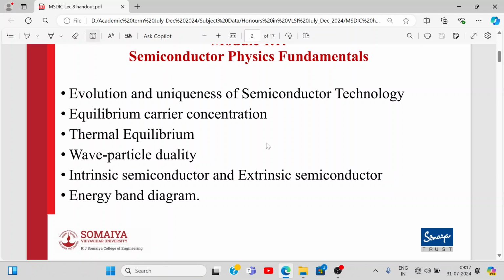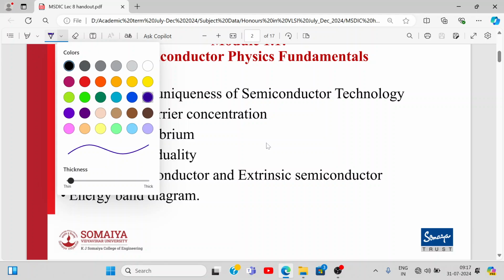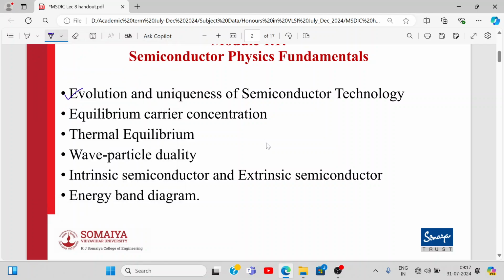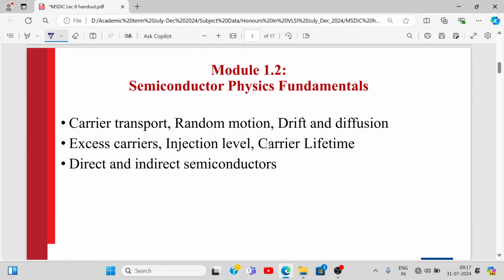So far in this module, we have completed the evolution and uniqueness of semiconductor technology, the concept of equilibrium carrier concentration, minority and majority carrier concentration, the concept of thermal equilibrium, quasi-equilibrium, wave particle duality, the difference between intrinsic and extrinsic semiconductor plus the numericals, then the energy band diagram for intrinsic semiconductor, energy band diagram for extrinsic semiconductor, and we have seen the various carrier transports, drift and diffusion process.